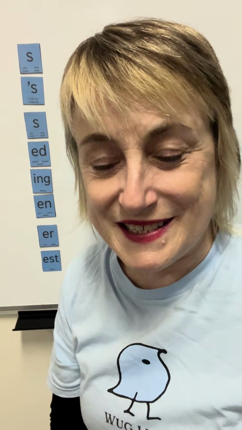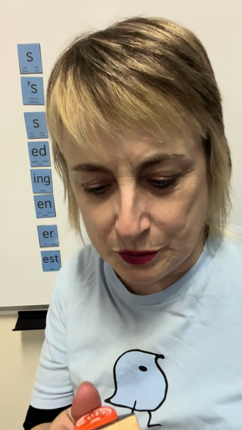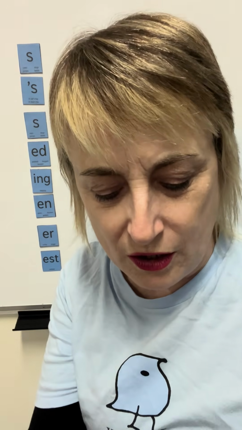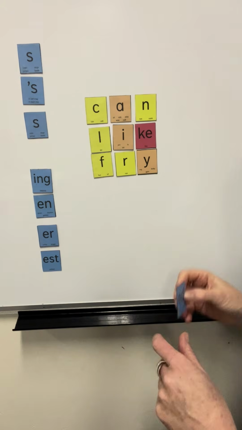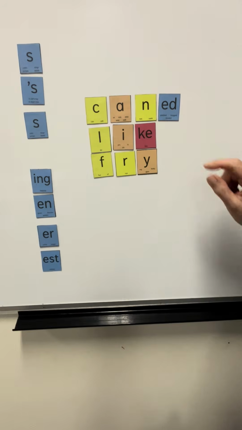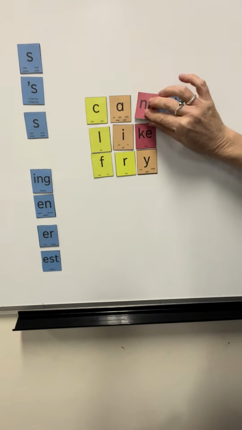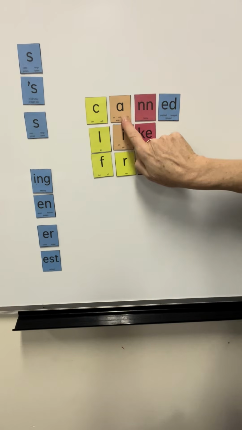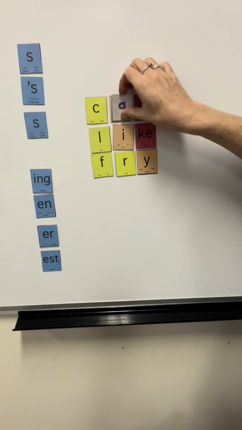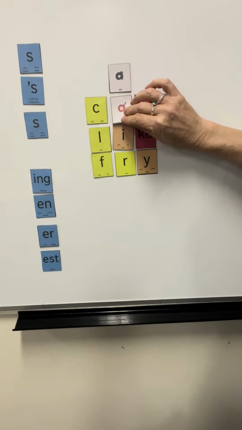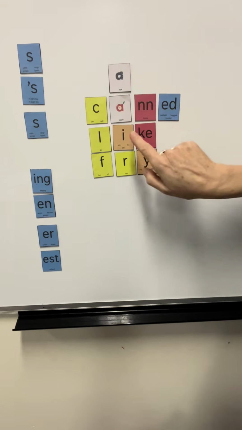Now, ed is a vowel suffix. It starts with a vowel. So when we say we canned the vegetables, or I liked your cake, or I fried an egg, when we add that, we have to double this to keep this as a short a. Because if we don't double it, it could be a long A. See that letter A could represent a short a, or it could represent a long A.